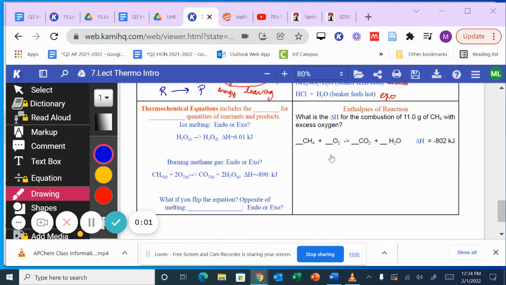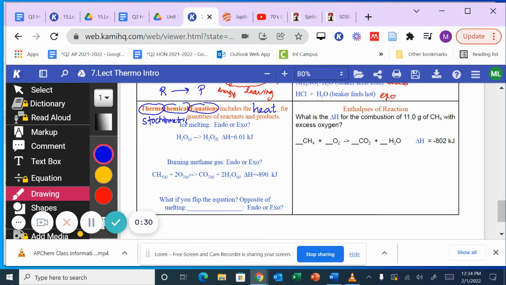In this lesson, we will be learning about thermochemical equations. So what we have here is that there's heat coming from a chemical equation. This includes the heat for stoichiometric quantities of the reactants and products. Let me show you an example.